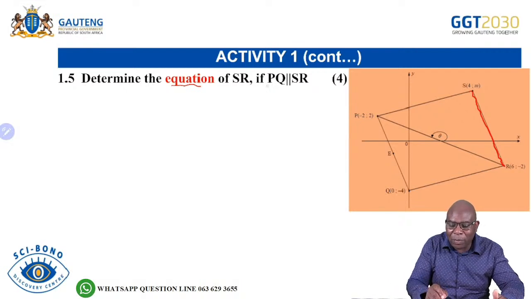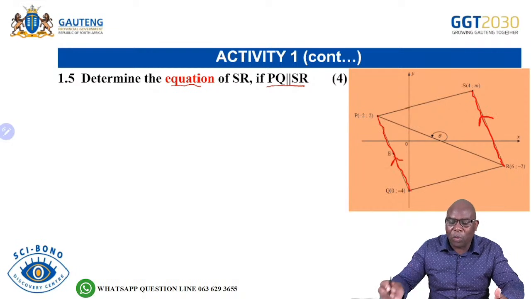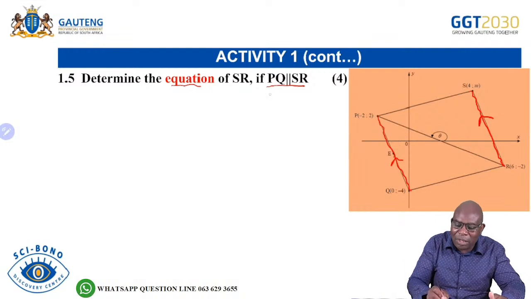But there's extra information that is being given: that this line PQ here is parallel to this line. So this line here is parallel to that. What do I know about parallel lines? First thing that I know, they've got the same gradient. So it's the same gradient.